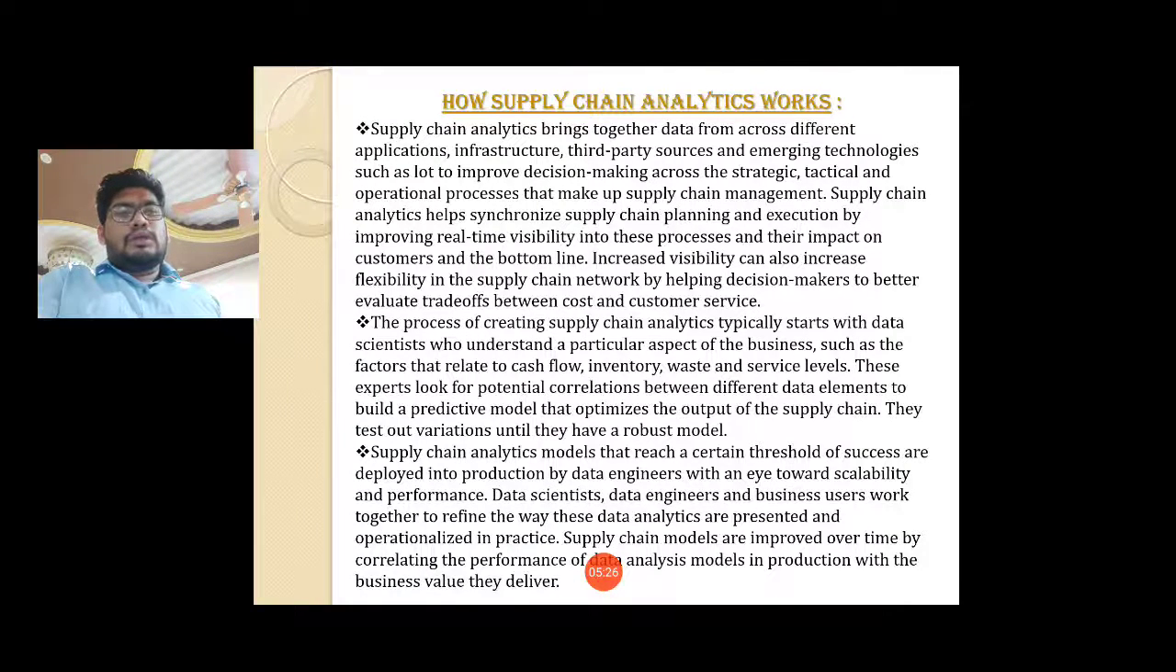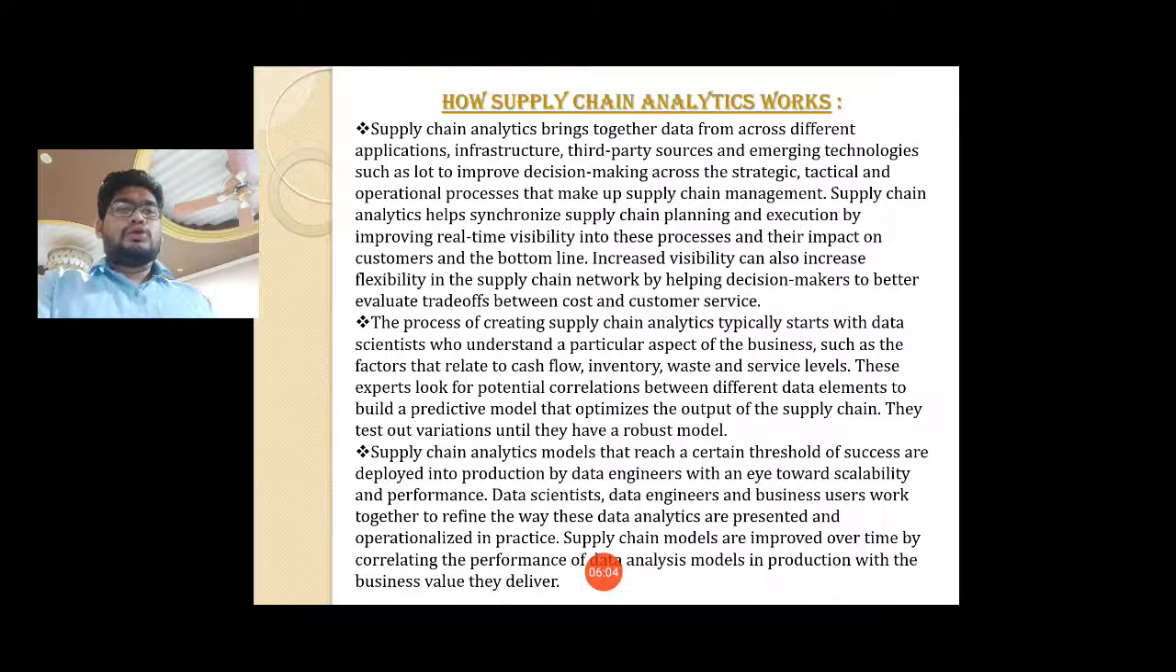How does supply chain analytics work exactly? Let's see. Supply chain analytics brings together data from across different applications, infrastructure, third-party sources, and emerging technologies such as IoT to improve decision making across strategic, tactical, and operational processes. That makes up supply chain management. Supply chain analytics helps synchronize supply chain planning and execution by improving real-time visibility into these processes and the impact on customers and the bottom line.